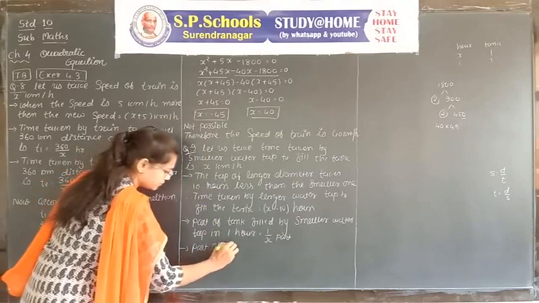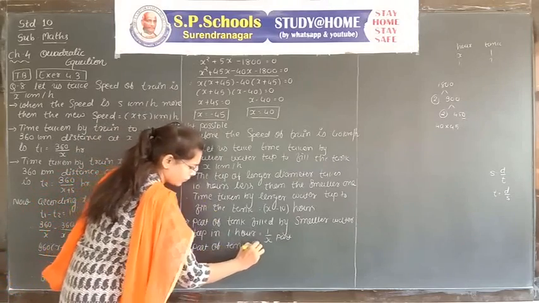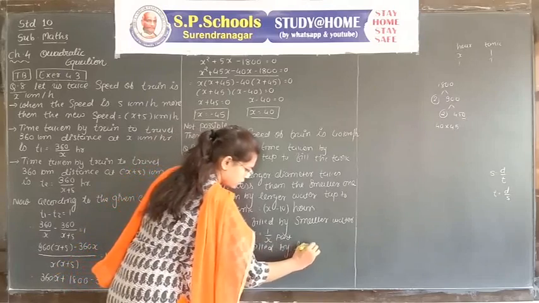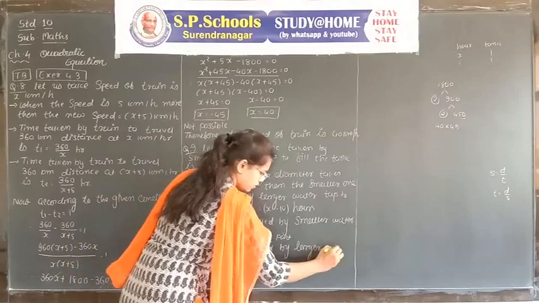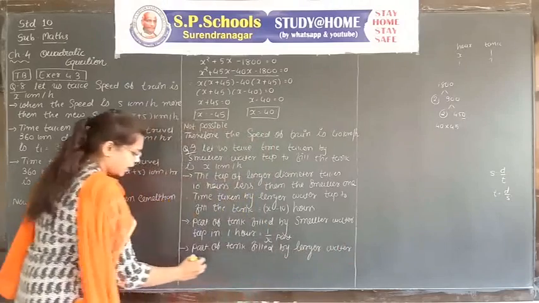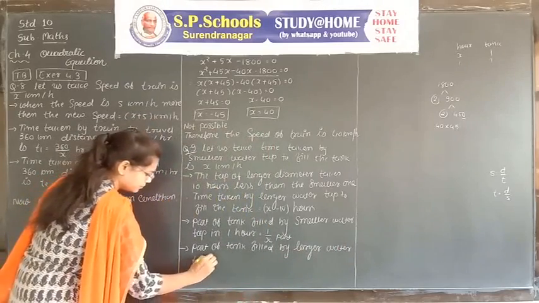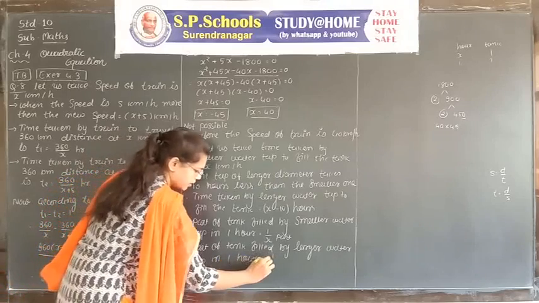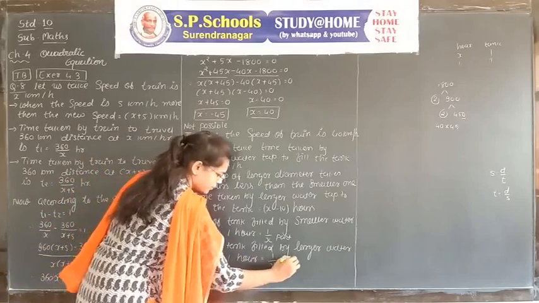The same way, part of the tank filled by the larger water tap in 1 hour is equal to 1 upon x minus 10 part.